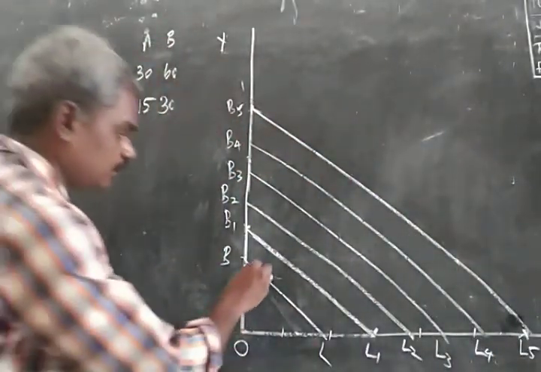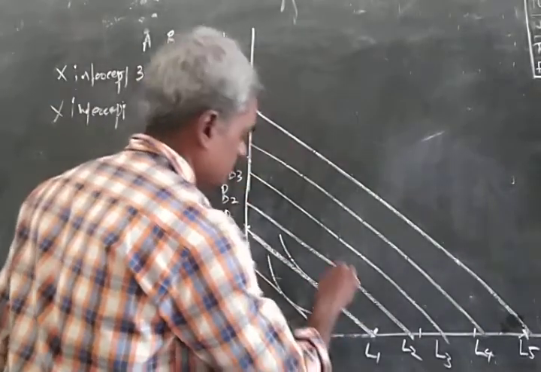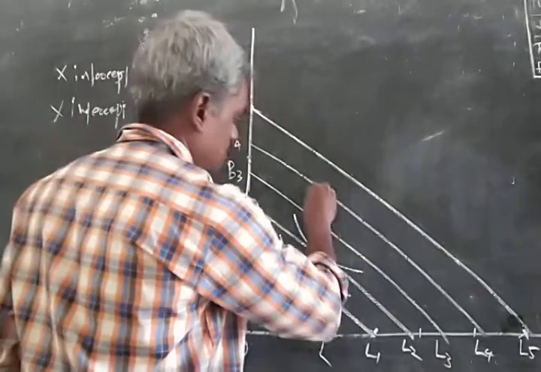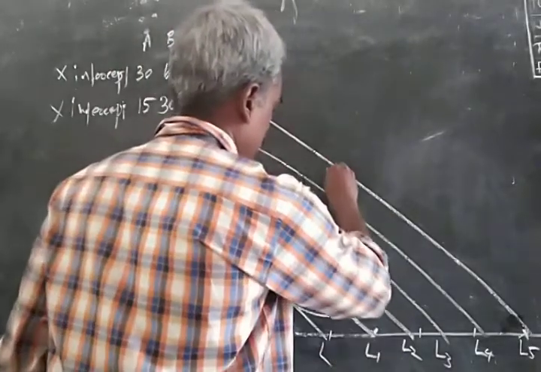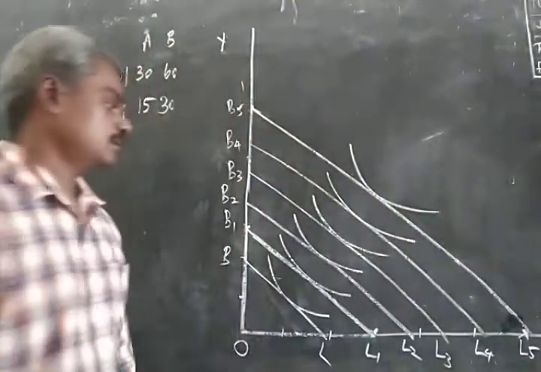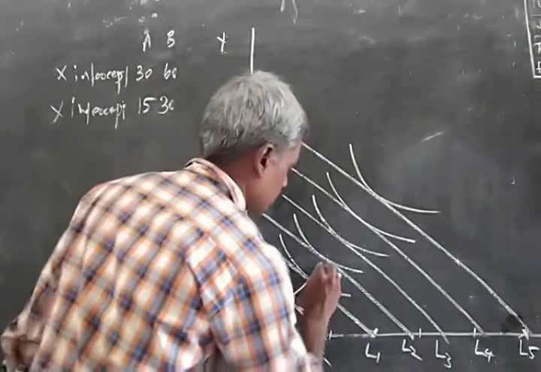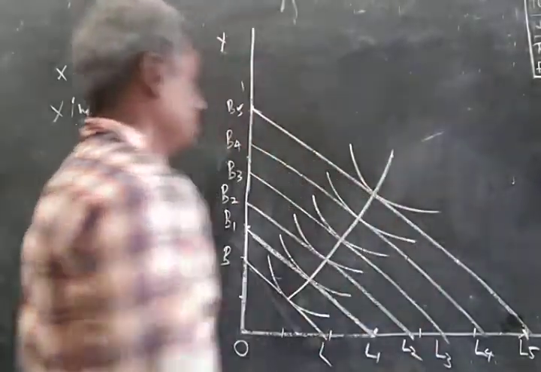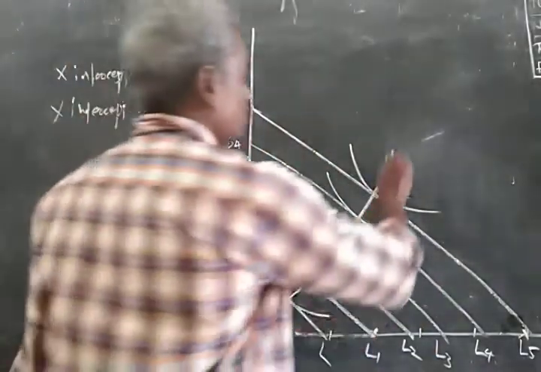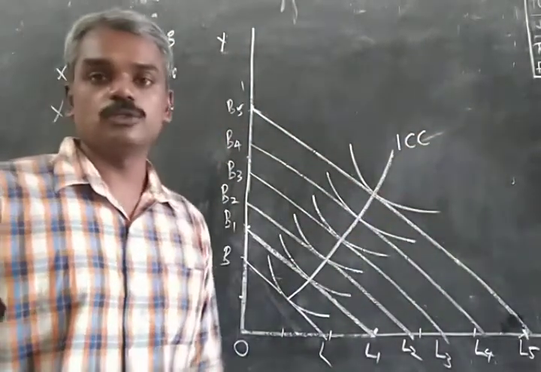Now there will be different indifference curves also, because indifference curves are dense, and there will be an indifference curve at any particular point. So we are having different equilibria of the consumer, and when we plot these equilibria together, we get a curve, and this is called the income consumption curve. We abbreviate it as ICC.